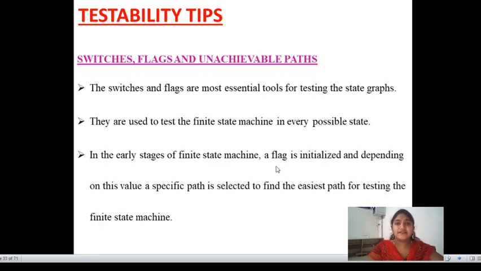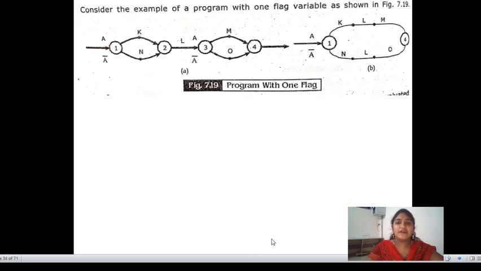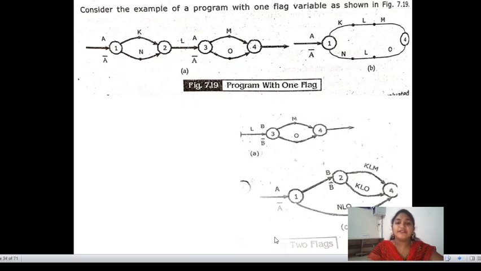In the early stages of the FSM, the flag is initialized and, depending on the value specified, a path is selected to find the easiest path for testing the FSM. So whenever the FSM is tested, it is easily tested by using the switches or the flag variables we are using, like one flag variable, two flag variables. That defines the example program with one flag and program with two flags.